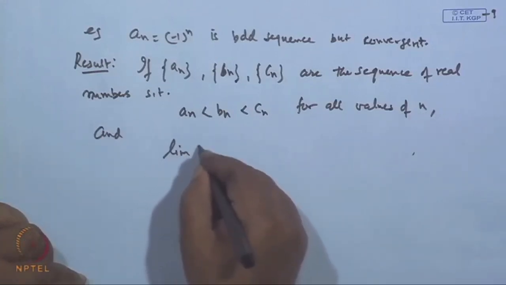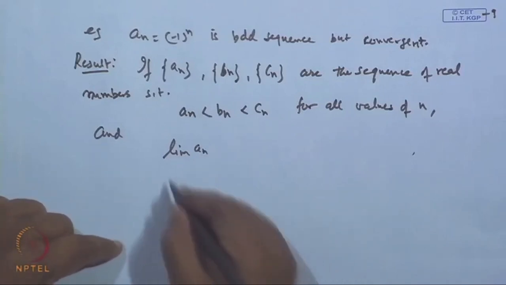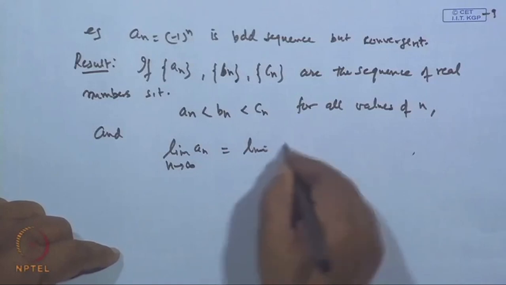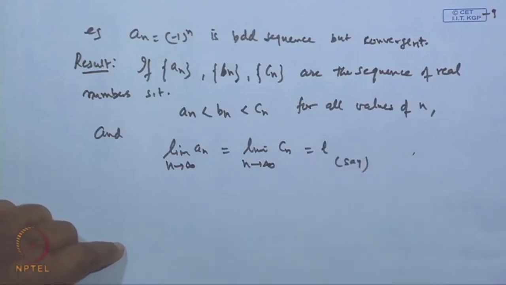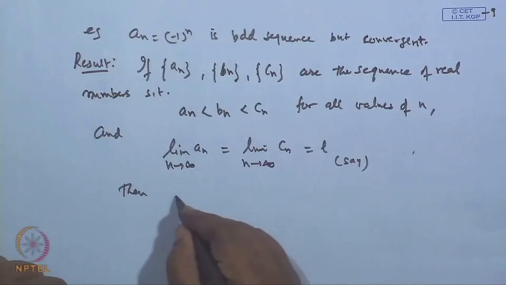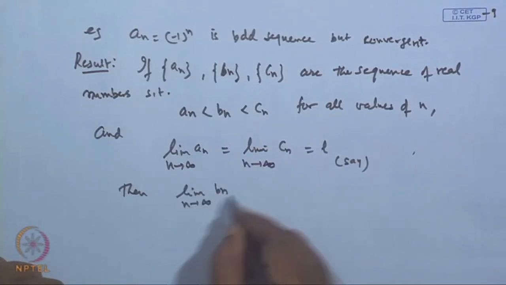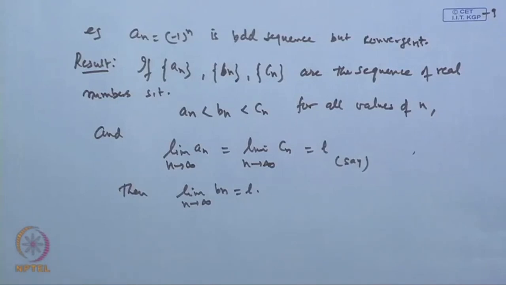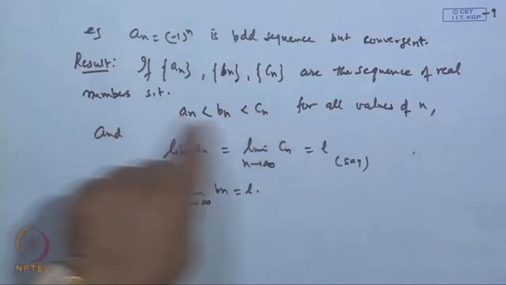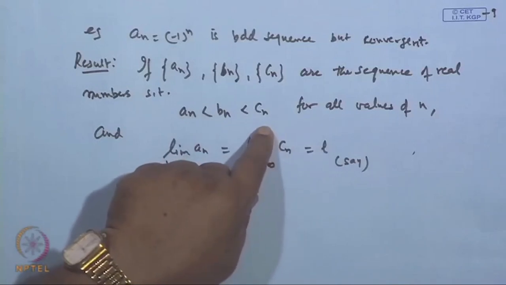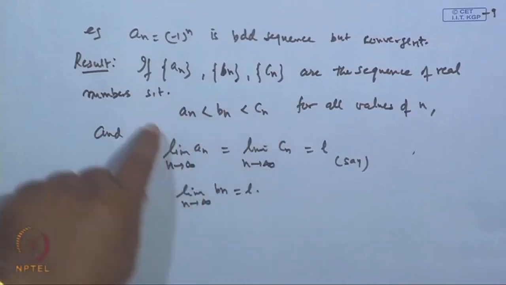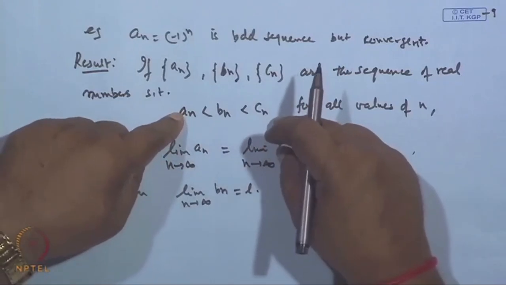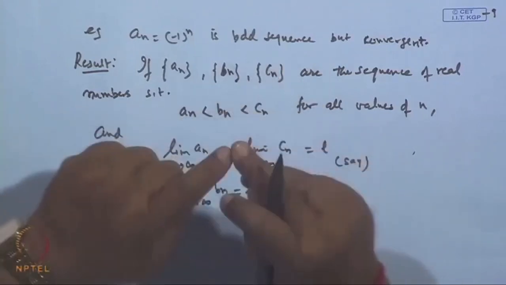and the limit of a_n as n tends to infinity is the same as the limit of c_n as n tends to infinity, and suppose it is L. Then this result says that the limit of the sequence b_n will also be L. This is known as the sandwich theorem: if you want to find the limit of the sequence b_n, and we are able to identify the lower and the upper bounds for each n, that is, sequences a_n and c_n whose corresponding terms satisfy this condition, and if the left hand sequence and right hand sequence converge to the same limit, then the middle sequence will also converge to the same limit.